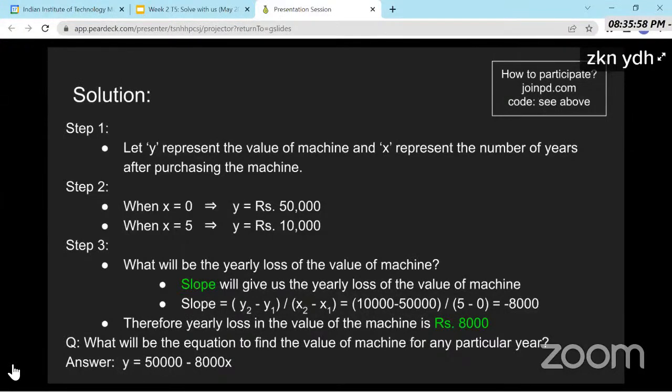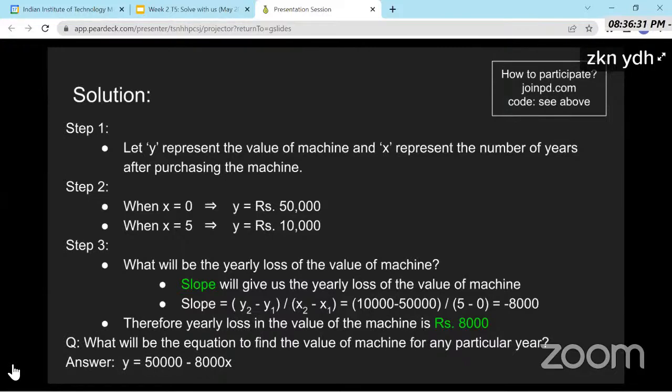Actually, my y was 10,000 in the initial question. It was said that at the end the value becomes 10,000. So I put y is equal to 10,000, and then 50,000 minus 5 times the yearly rate is x. That way, the equation will satisfy for that particular thing, but that's not the right equation. You just have to put a little more thought into this and try to solve it again. I think you will get it.